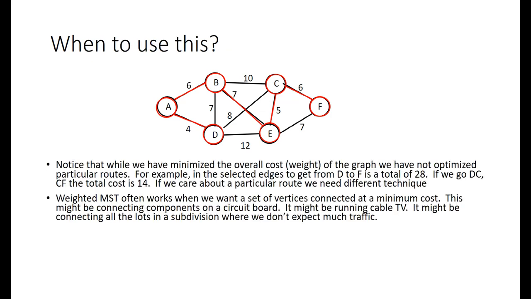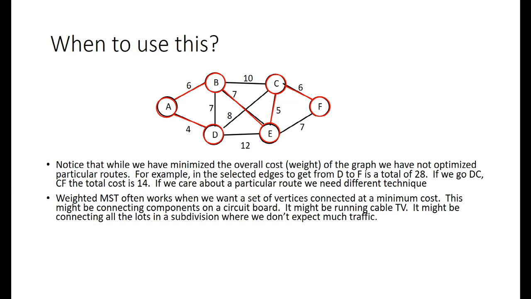When should we use this? When should we try using a weighted minimal spanning tree? Well, notice that while we've minimized the overall cost, the weight of the graph, we've not optimized particular routes. For example, in the edges we selected and put into the minimal spanning tree, the cost to get from D to F is 28. If we go D to C and then we go C to F, that cost is 14. So if we care about a particular route, we need a different technique.